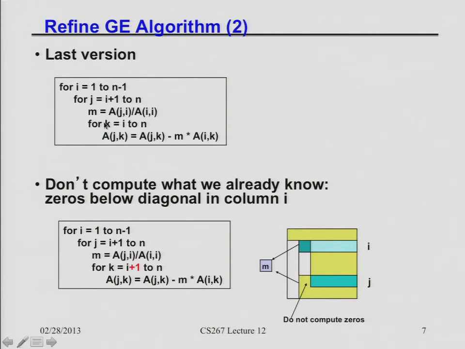So there's that code again with M. Here's the next optimization. It's pretty silly to compute what I know. And what do I know? I've zeroed out that column. So let me not bother to actually do a subtraction where I know the exact answer is zero.